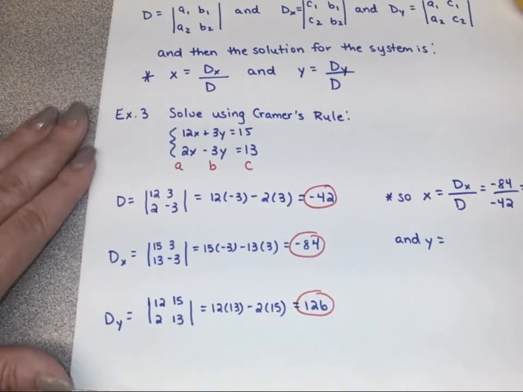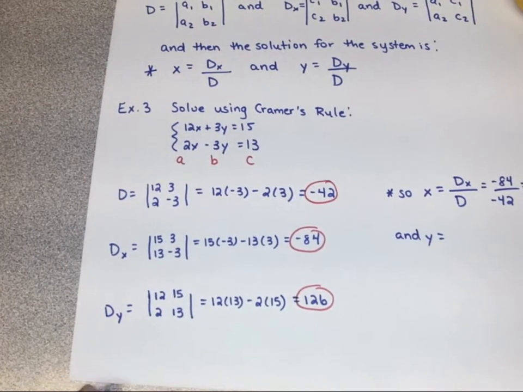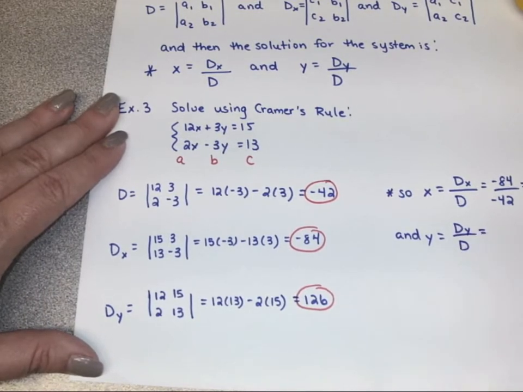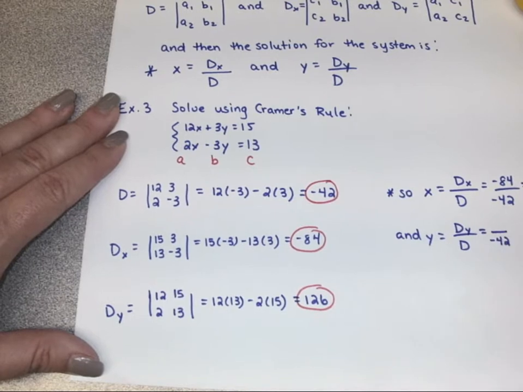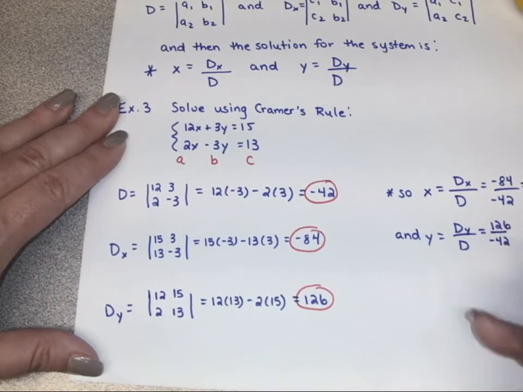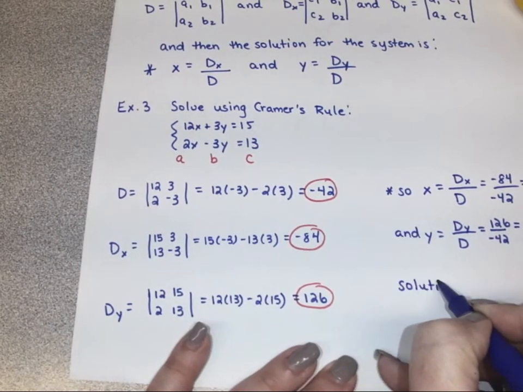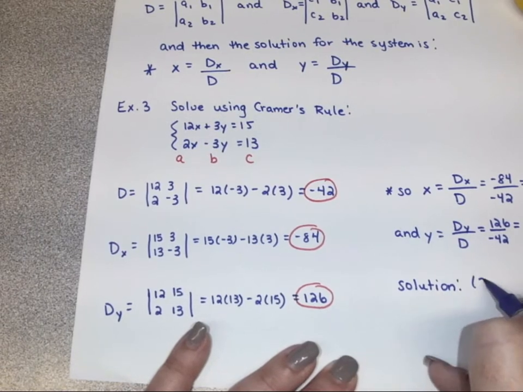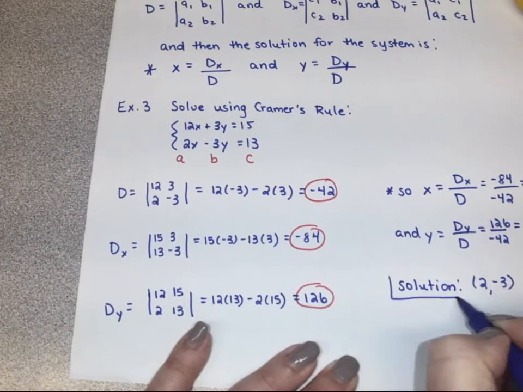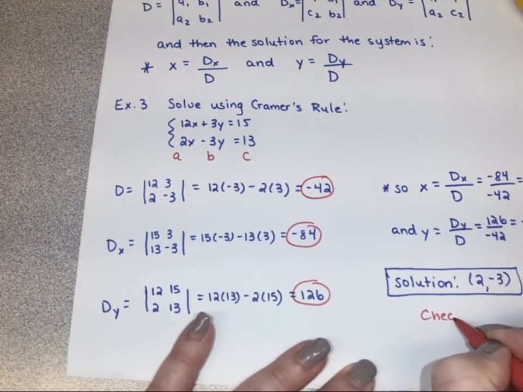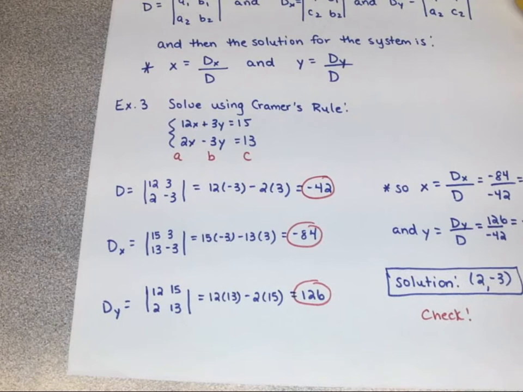How do we find the y? It's kind of obvious because of how it's labeled, but how do we find the y? You take d sub y over the same denominator. So this bottom's still going to be negative 42, and the top's going to be 126. And so you're going to get negative 3. So your final solution, just like we got with our other methods, is 2 comma negative 3. And just like before, we can check these. Okay, how do you check them? Plug them back in, yes.